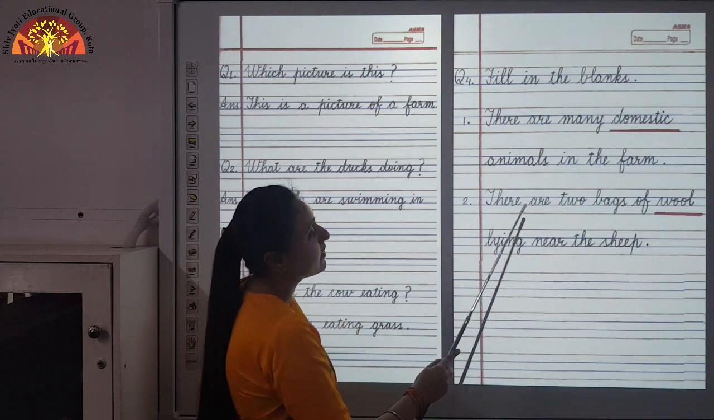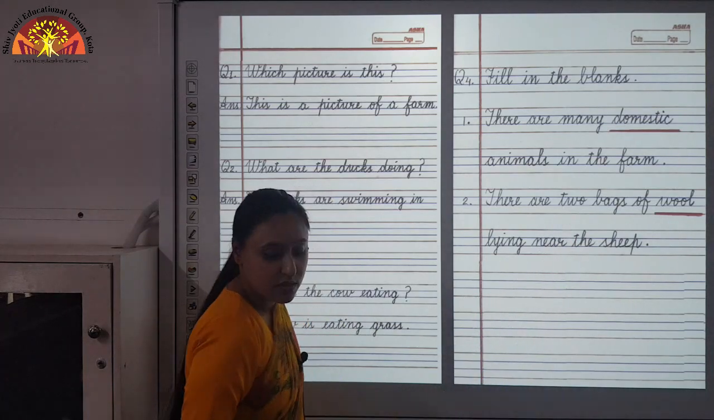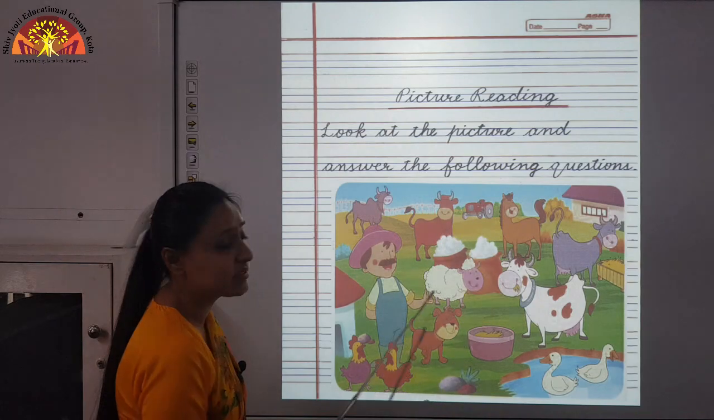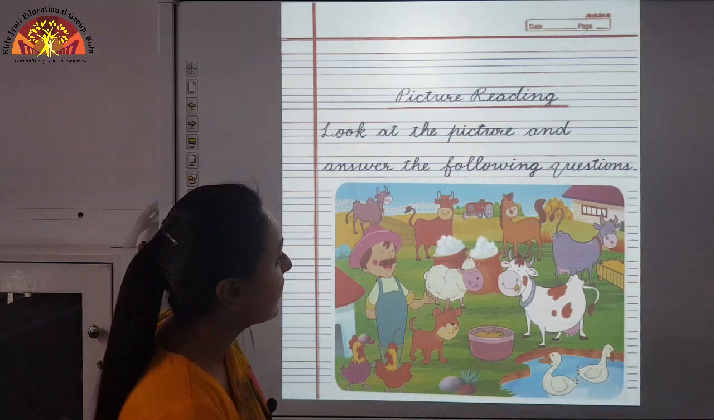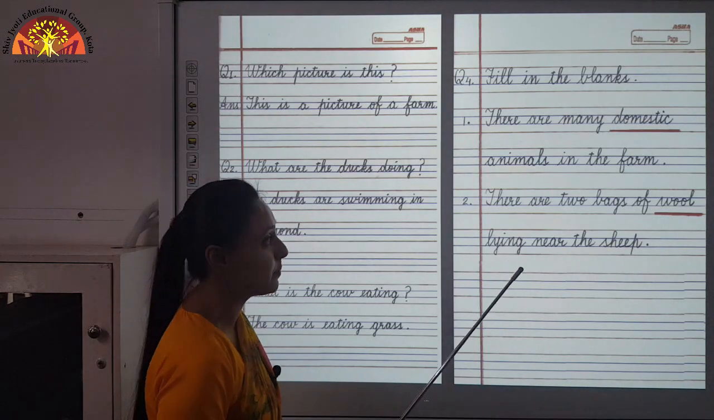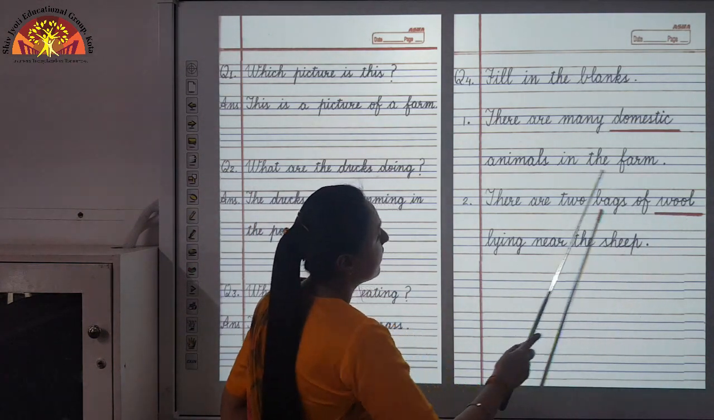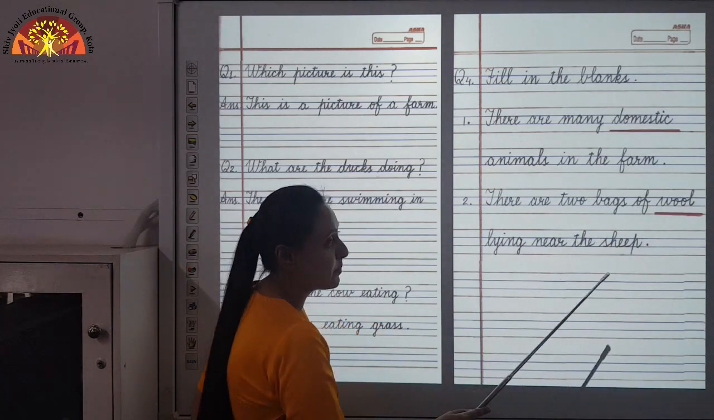Number 2, there are 2 bags of dash lying near the sheep. So children, look here. What is lying near the sheep? Bags of wool are lying near the sheep, okay. We get wool from sheep. So the answer is W-O-O-L, wool. There are 2 bags of wool lying near the sheep.